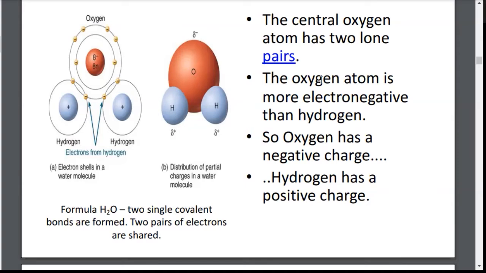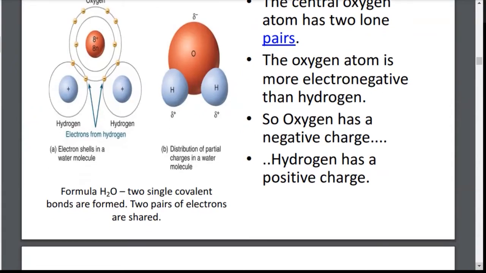Now, this word here, electronegative, is just a fancy way of saying that oxygen has a stronger, has more of a negative charge than hydrogen does. So what you have in a water molecule is oxygen has a negative charge and hydrogen has a positive charge. Is everybody happy with that? Just this idea that the oxygen atom is negatively charged, and the hydrogen atom is positively charged. Is everyone happy with that? Yes, sir. Yeah, cool.